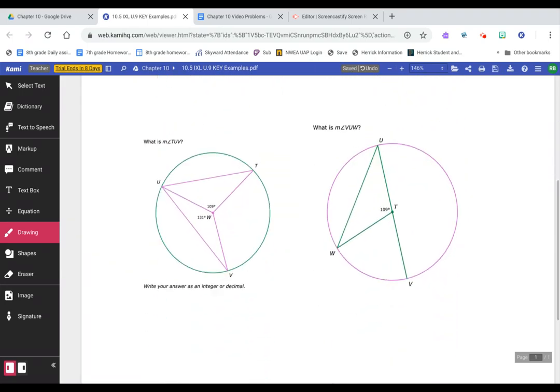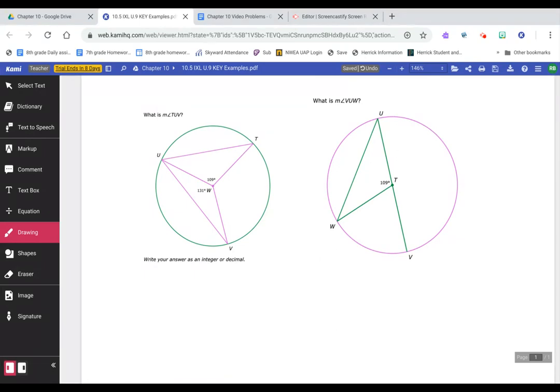All right, for angle TUV, so we're trying to figure out this angle right there. It's going to be half of this arc. Well, I don't know that arc, but I know that if this is the center of the circle, 109, that angle is congruent to this arc. So that arc is 109. This angle UWV right here is going to be the same as this arc, which is 131.